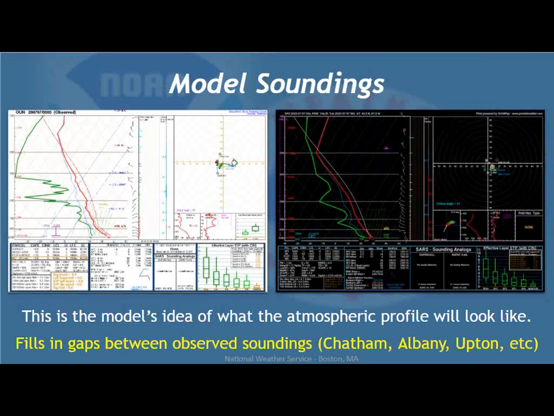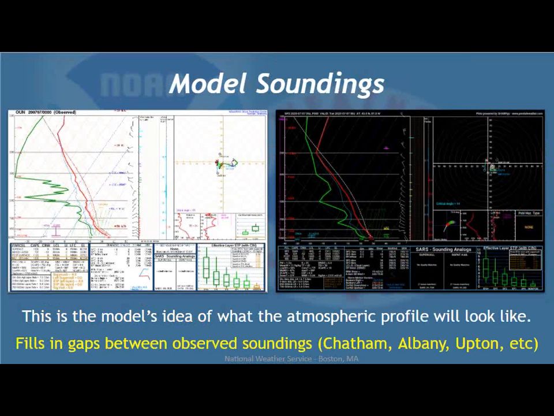Now, the other main data that we look at with regard to models is known as model forecast soundings. And if you've taken our webinars before, you know what soundings are. They're basically vertical profiles of the atmosphere. The green line represents the dew point, the red line is the temperature, and you go up in the atmosphere. Going up in the atmosphere means you're going up on this chart.